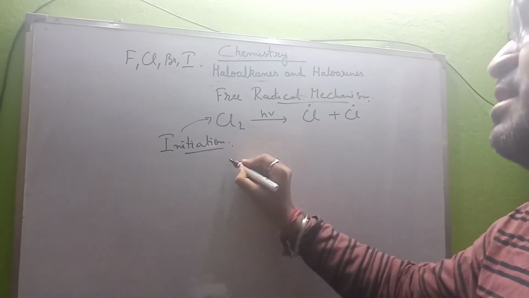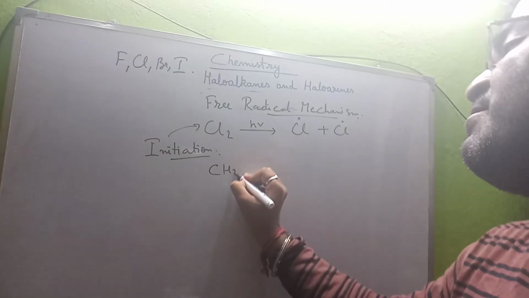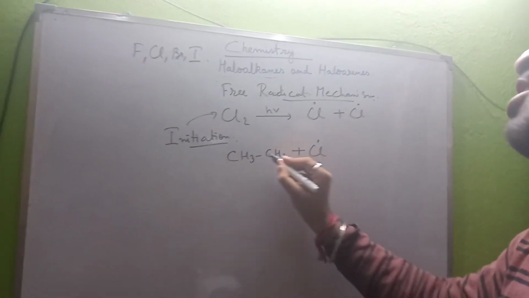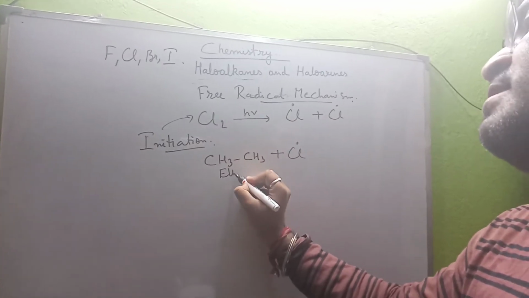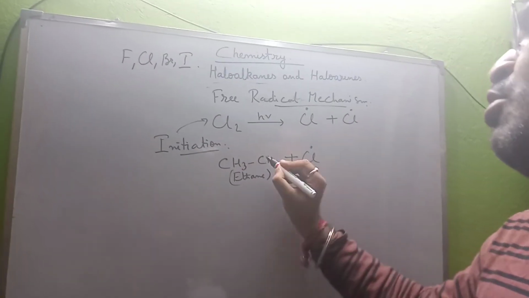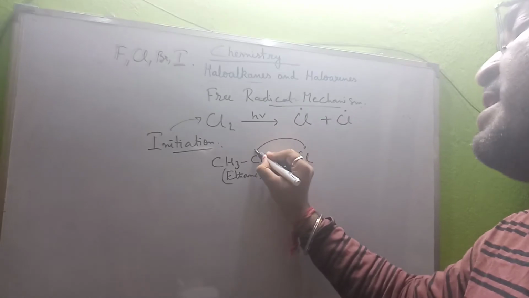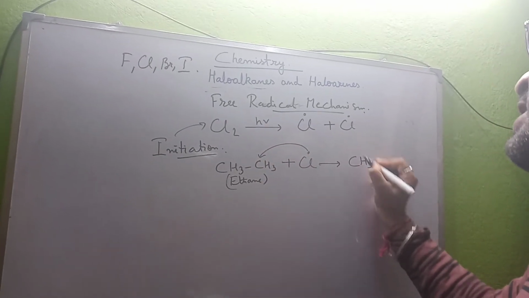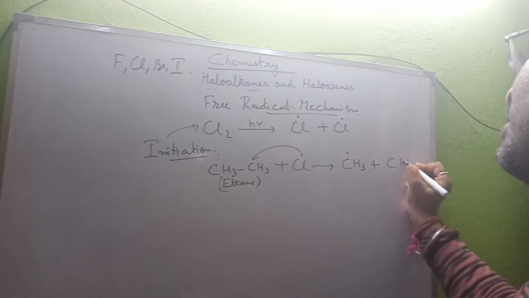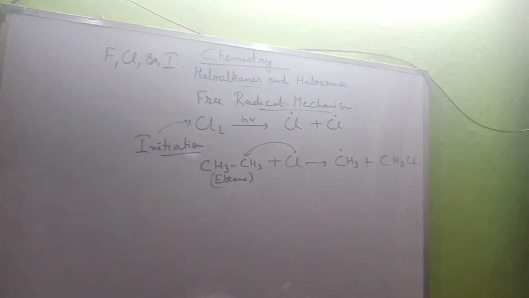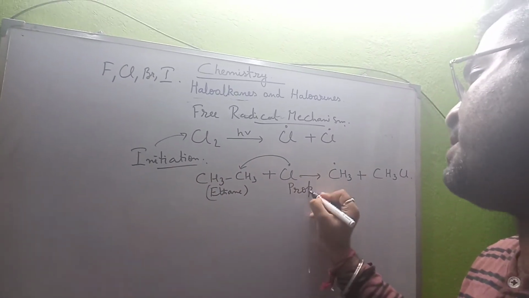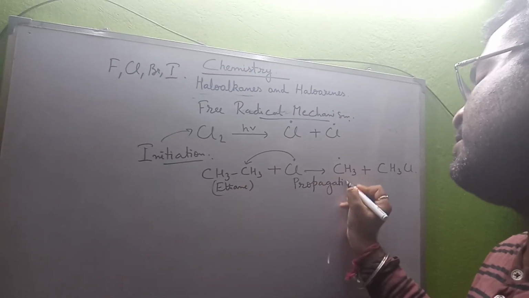After this, with one of these free radicals, I am combining a methane or an ethane, that is an alkane. What will happen? It will always have a tendency to break this bond, and as a result we will get one free radical and it will combine to give CH3Cl. This is known as the propagation step, means elongation.